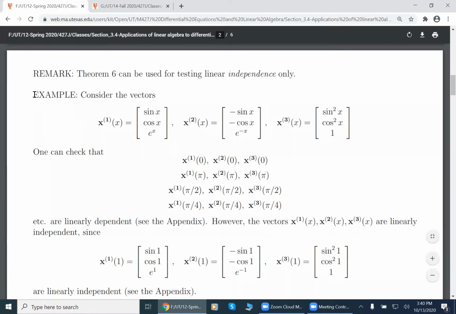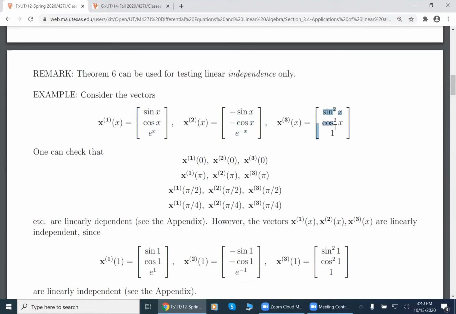Take a look at this example. Note that if we replace x by 0, the resulting matrix columns are dependent. We show it in the appendix. However, as I said, it does not necessarily mean that the original matrix columns are also dependent.